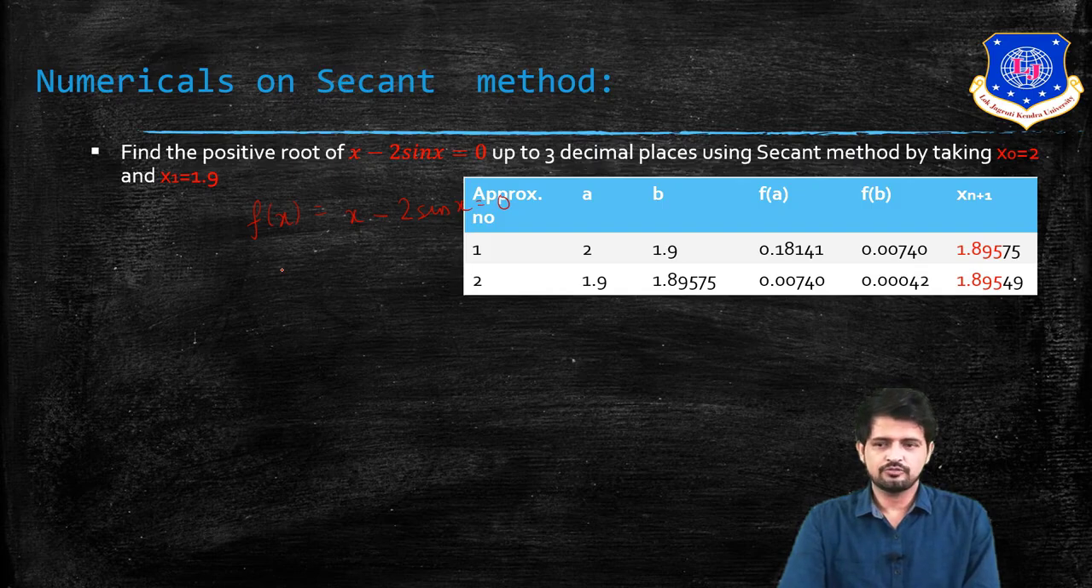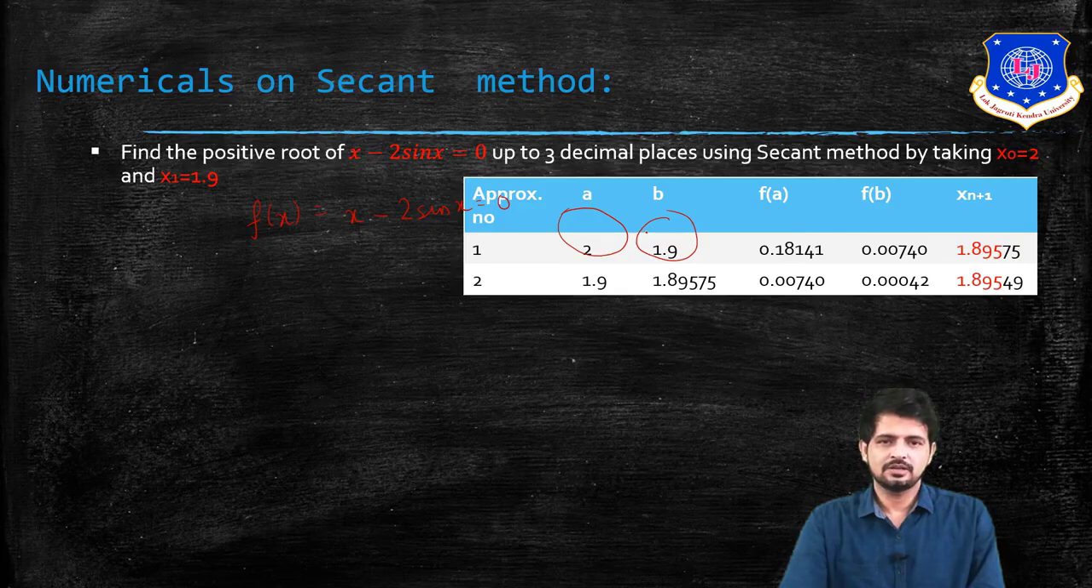We have to first of all place the value of x0 in A. So we have placed x0 in A. So what is our x0? x0 is 2. So I have placed x0 in A. Okay, then x1 is placed in B. So A will be 2 and B will be 1.9. Then I have to find the value of f of A and f of B.